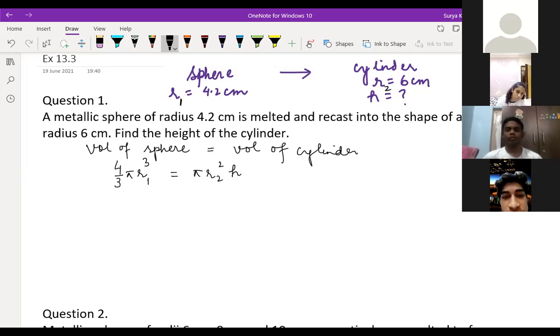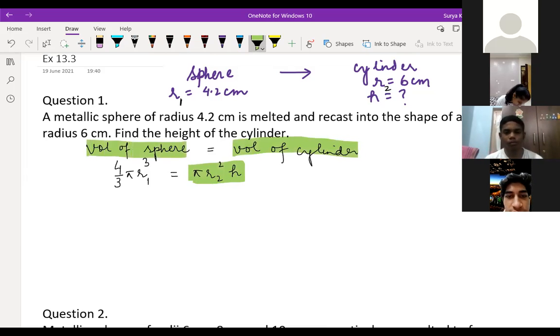Why are we taking squares and not cube? You wrote 4 by 3 pi r cube, then equal to pi r square, so why aren't we taking cube in that also? See, I am taking the volume of cylinder. The volume of cylinder is pi r square h. What is the volume of sphere? 4 by 3 pi r cube. So I am using the formula. I am not using anything else. Okay, sir.